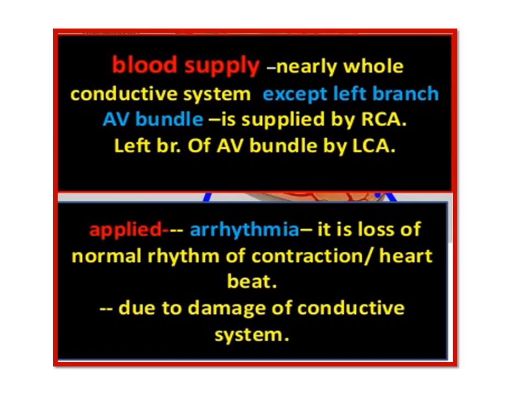Blood supply: nearly the whole conducting system except the left AV bundle is supplied by right coronary artery. The left branch of AV bundle is supplied by left coronary artery. Coming to the applied aspect, arrhythmias: it is a loss of normal rhythm of contraction of the heartbeat, mainly due to the damage of conducting system.